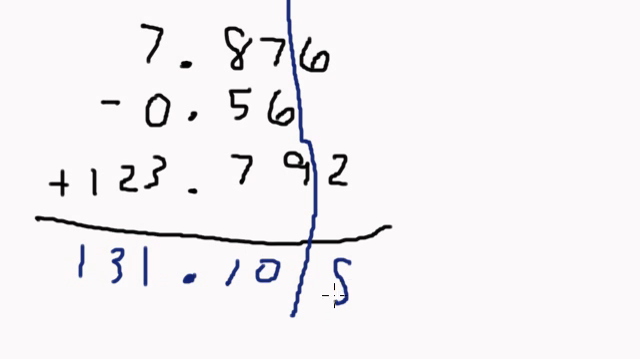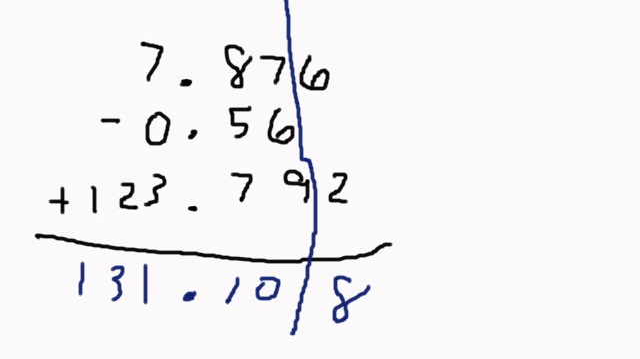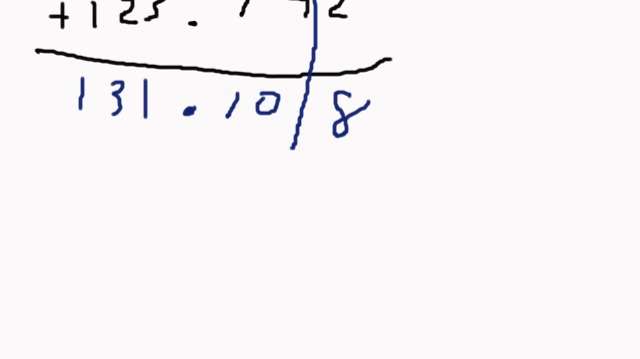131.108. Okay, that should be the answer, except that now remember we have to round, and we picked the one with the least amount of decimal places. This has 2 decimal places, so we have to round by looking at the number next to it. That's an 8. So the answer to this problem is going to be 131.11. This is the answer to this. Okay, the 8 makes the 0 into a 1 because you're rounding up.